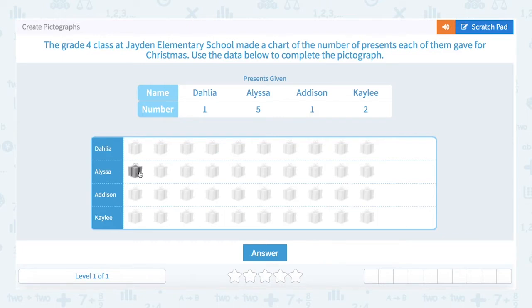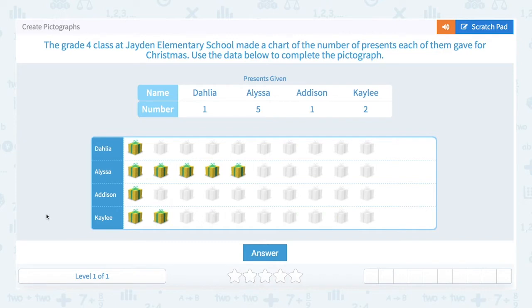Alyssa gave 5. 1, 2, 3, 4, 5. This one didn't stay. There we go. Addison gave 1. And Kaylee gave 2 gifts.